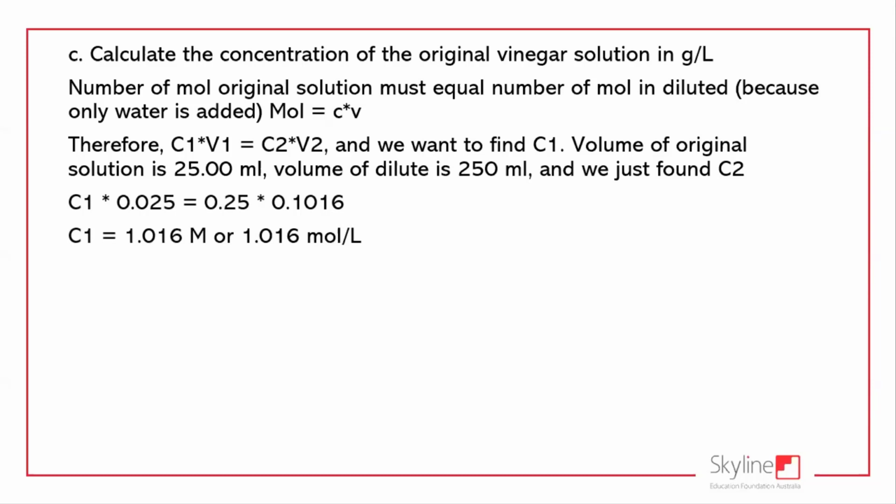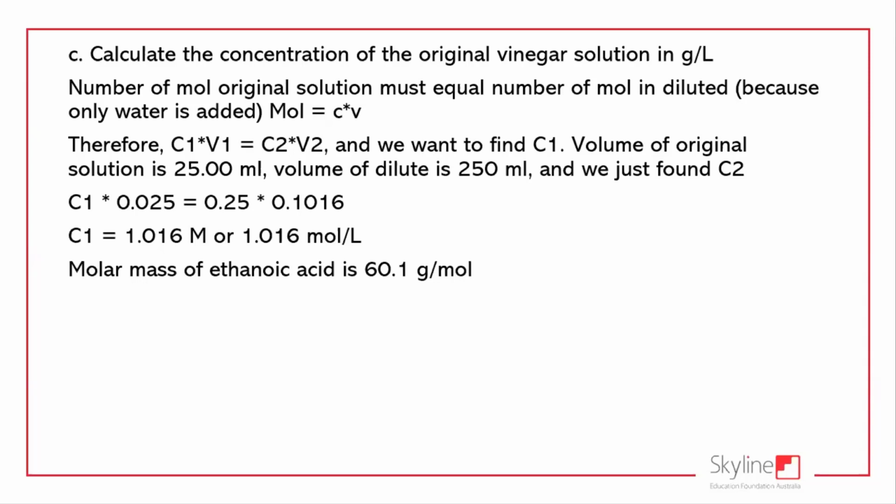Therefore, we can do a bit of fancy work with a few calculators. 0.25 times 0.1016 divided by 0.025 gives us 1.016 molarity. So just 10 times the amount that we found in the original spot. Okay, awesome. We've now found the concentration in moles per litre. The issue is we want to find the concentration in grams per litre. Well, the molar mass of ethanoic acid is 60.1 grams.